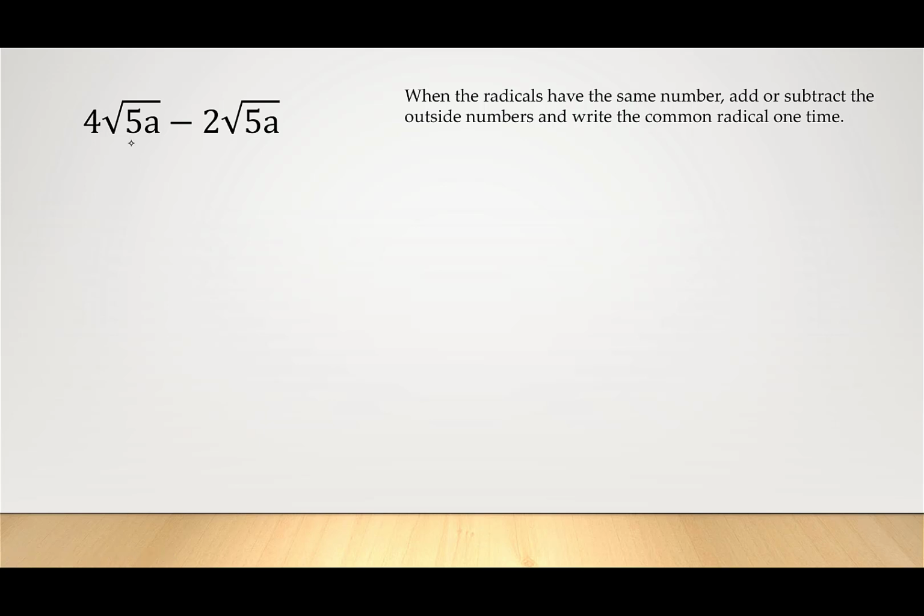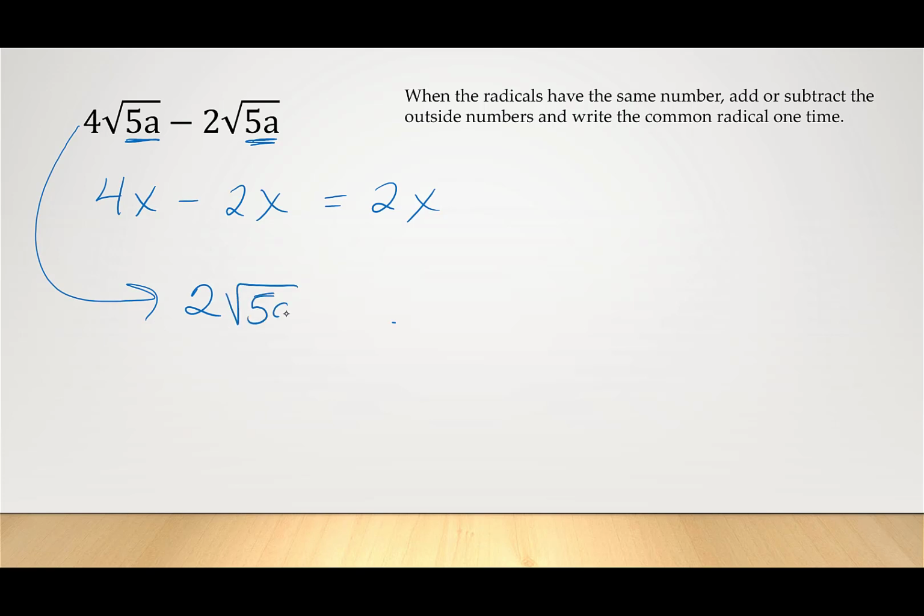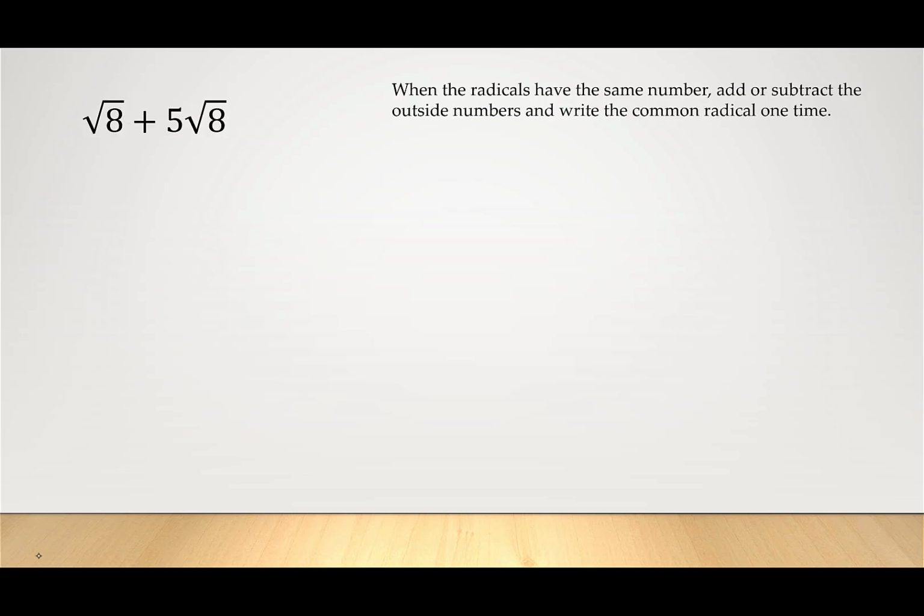This first example, I have already set it up where the number under the radical is the same. Because the number under the radical is the same, we can combine these two as if it was 4x minus 2x, which is 2x. We can pretend that the radical 5a is a variable, and so this problem, 4 times the square root of 5a minus 2 times the square root of 5a is 2 times the square root of 5a. Okay, let's try that again.